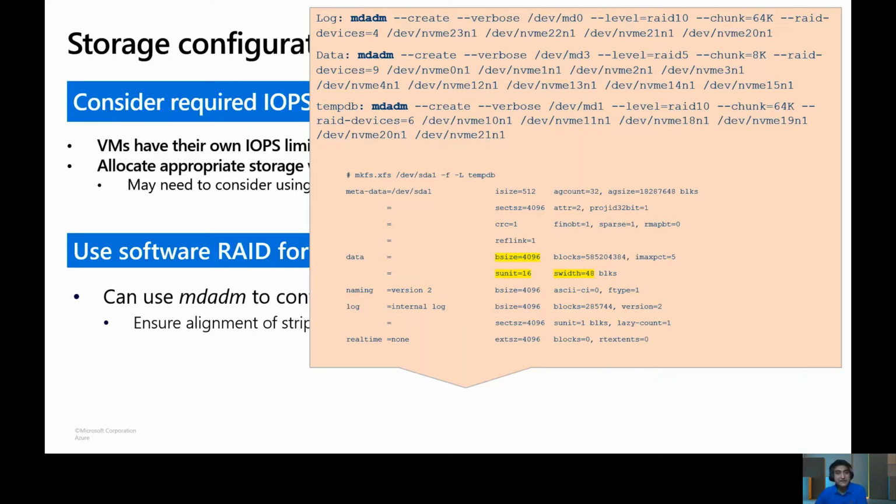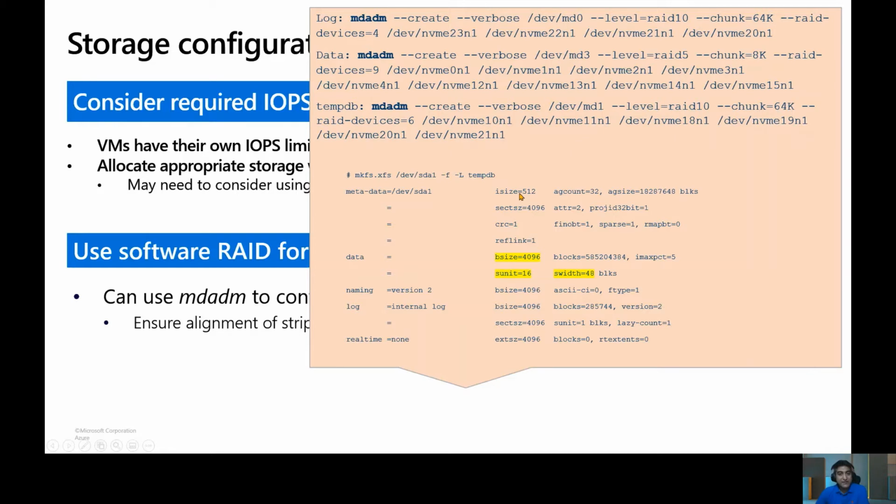For example, in this case, for the log file, I'm using 4 drives, the number of devices being 4, and it is striped in 64K chunks, to get the maximum amount of throughput. When it comes to data, for example, I'm using 9 devices and 8K stripes in a RAID 5 configuration to get the most throughput required. And for the tempdb configuration, I'm using a RAID 10 configuration with 64K chunks and 6 RAID devices.